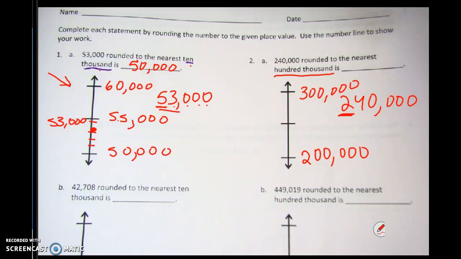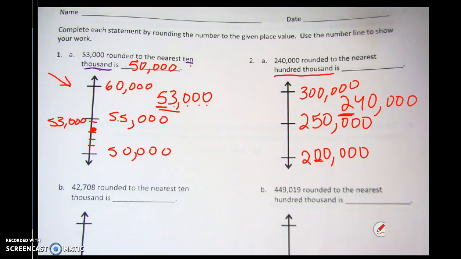Now, 200,000, 300,000. In the middle, my 5 has to go into the next place value. That place value is the what? 10,000s. So 250,000. 200, right? 50, the next 100. Because what's half of 100? 50, right? So that's why that's my halfway point.